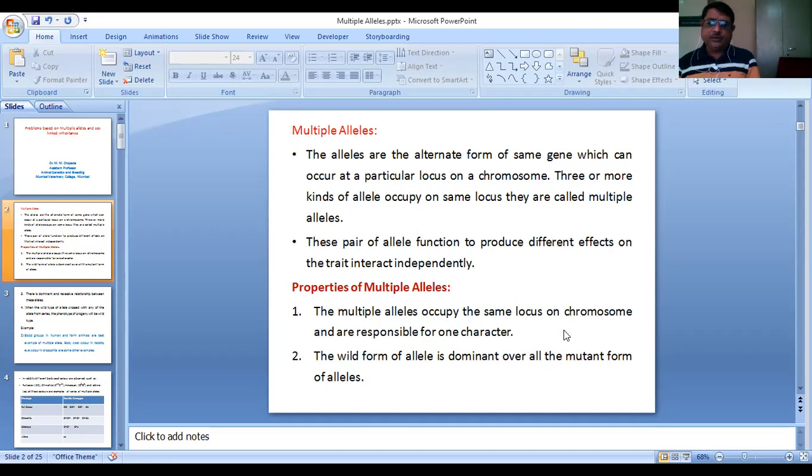The first thing is that these multiple alleles occupy the same locus on the chromosome, and they are also responsible for the same character. As these alleles occupy the same locus on the chromosome, there is no chance of crossing over between them. And the wild form of allele always remains dominant, because all other forms, that is, the mutant copies of these alleles, are formed from the wild allele. So by default, the wild allele will always remain dominant over all these alleles.